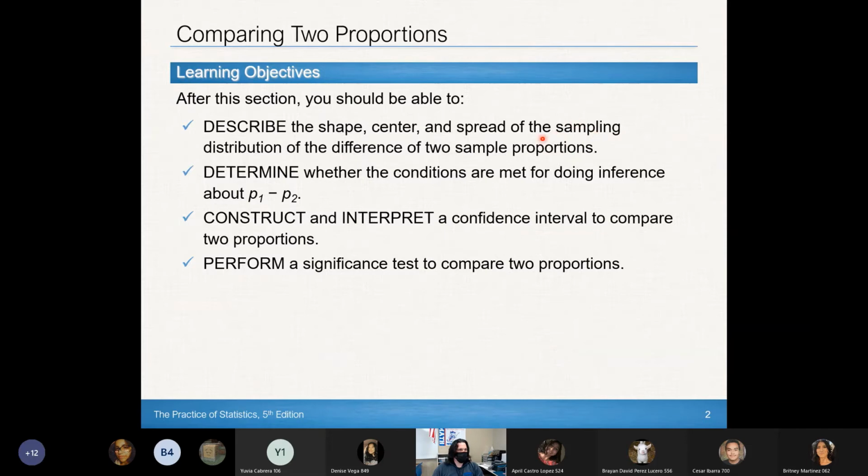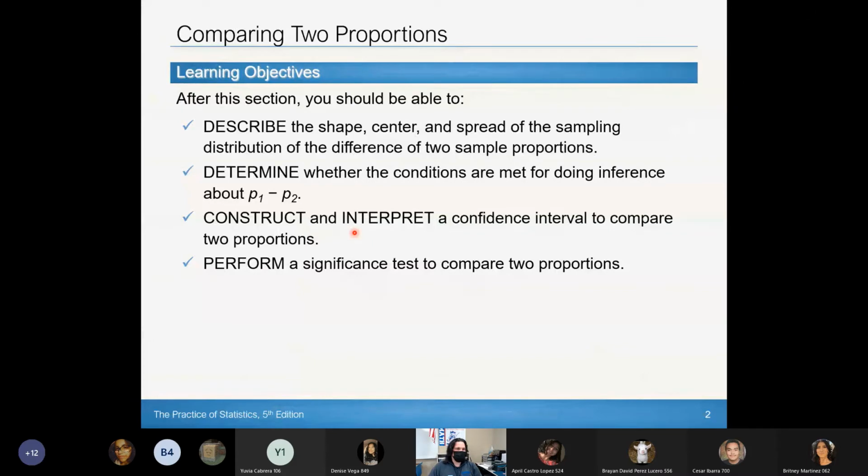Remember, sampling distributions goes back to chapter 7. We're going to determine whether the conditions are met for doing inference about p1 minus p2, proportion 1 minus proportion 2. And our conditions are throughout chapter 7, 8, and 9. It's our random, 10%, and large counts.